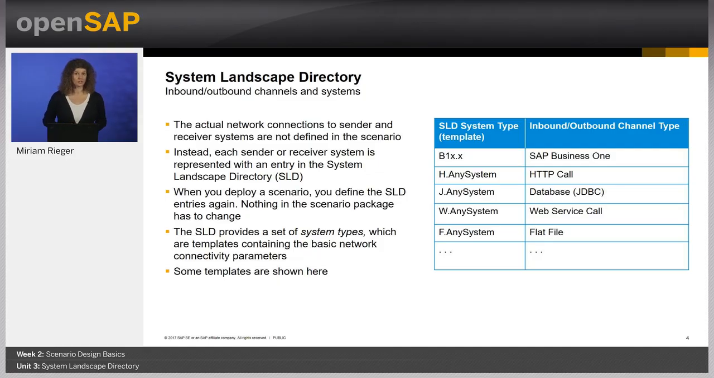The H.any system type is used for any system using HTTP calls. The J.any system type is used for any database system. The W.any system type is used for any web service. And the F.any system type is used for any file system.